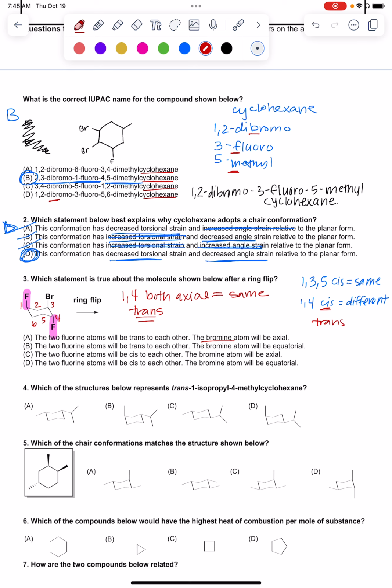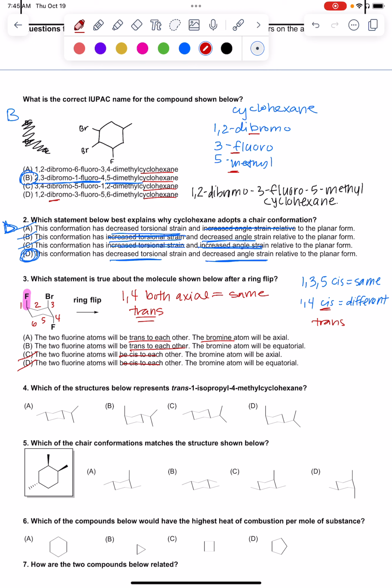So these are trans. So now you can go through your answers and say, okay, the two fluorine atoms will be trans to each other. Yes. The two fluorine atoms will be trans to each other. Yes. I can get rid of C and D. They don't mean anything to me because they can't be cis because they're the same.